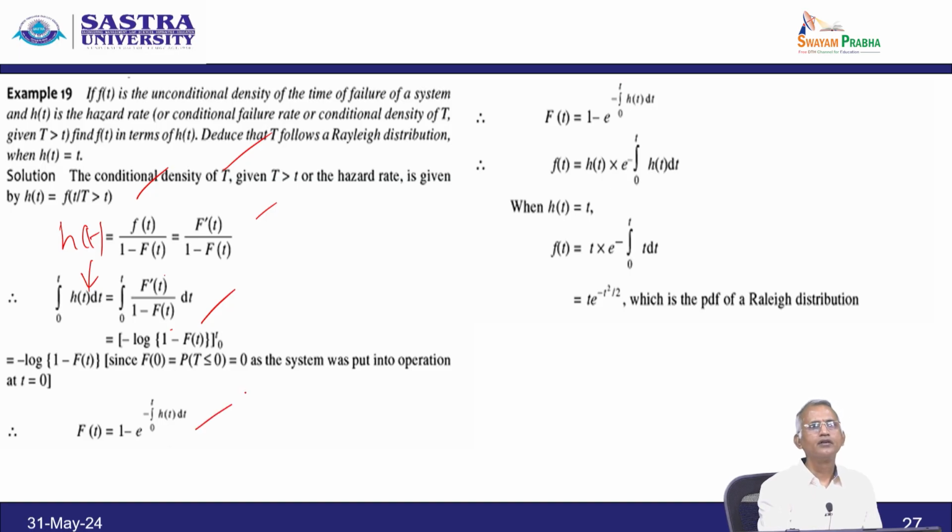So, we have small f(t) = h(t) e^(−∫₀ᵗ h(t) dt). When h(t) is t, then f(t) = t e^(−∫₀ᵗ t dt). The value of this is t e^(−t²/2). So, this is called a Rayleigh distribution.